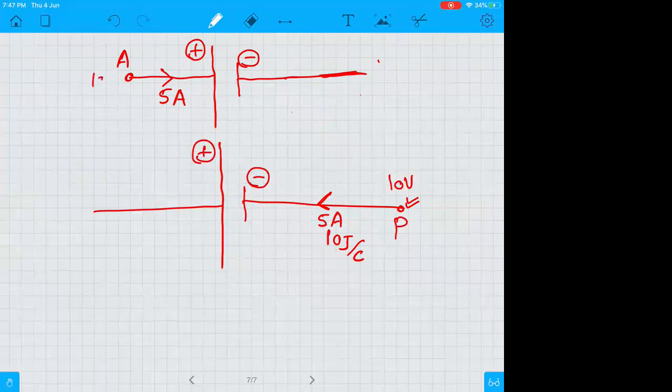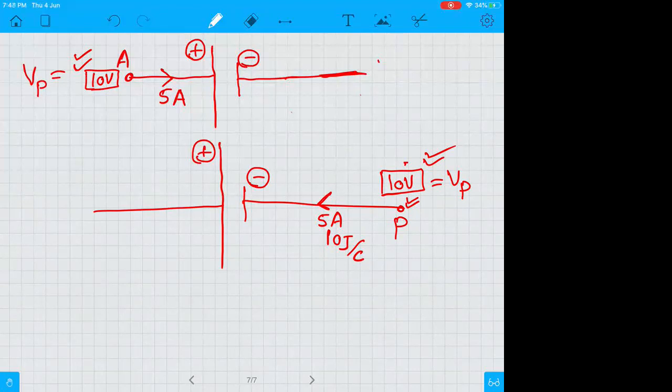And this point A is also at 10 volts. And all the potentials in electricity are relative. These 10 volts are with respect to some 0 volt. Now, 10 volt at P and 10 volt at A could be different. If they are two different circuits, then they could have some different references, and these 10 volts in the two circuits could have different meaning.